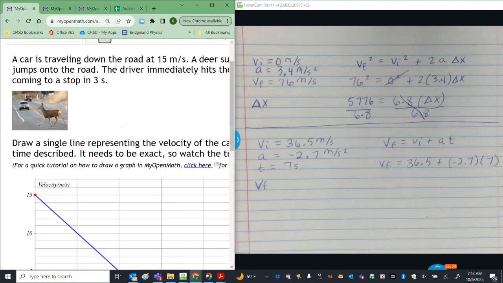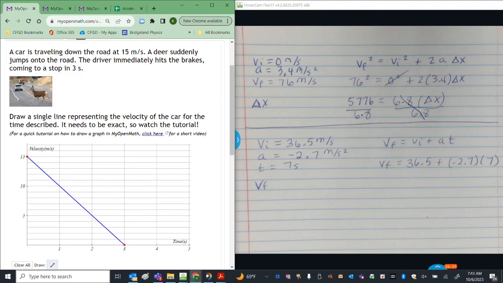All right, so that's my graph. I start at 15. I end at 0. It takes me 3 seconds. Again, on a VT graph, as you approach 0, that is slowing down. If you reach the x-axis, you have stopped. Okay, that's what I have just shown you.